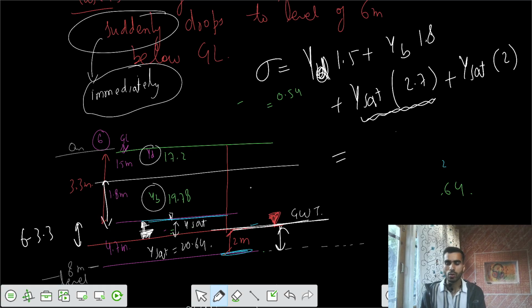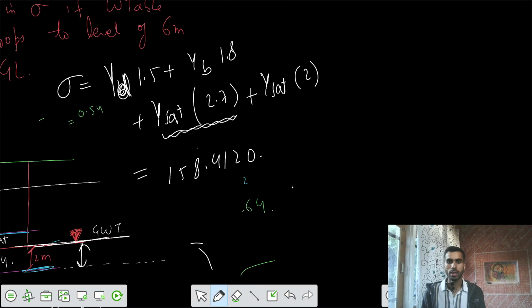So what is the total sigma? 158.4120. 1.5 gamma dry, 1.8 gamma bulk, 2.7 gamma sat, 2 gamma sat also. Okay. So that is the solution. So we can have the final answer of that total stress, that is 158.4120 kilonewton per meter square.